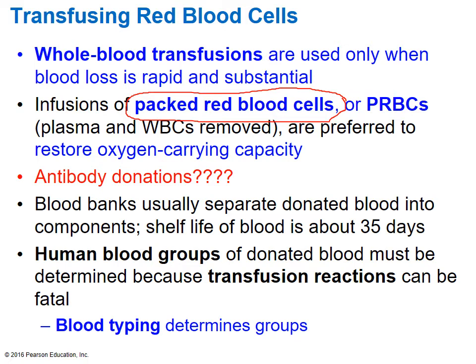Now, how exactly do we determine who you can donate blood to? As I said to you before, it's determined from a genetic standpoint, and it's all about taking a look at different receptors or antigens or agglutinogens that you find on the surface of your red blood cells.